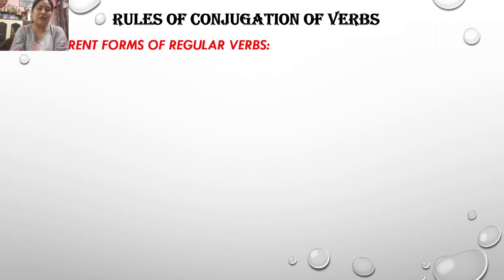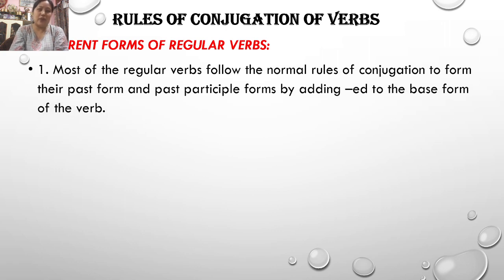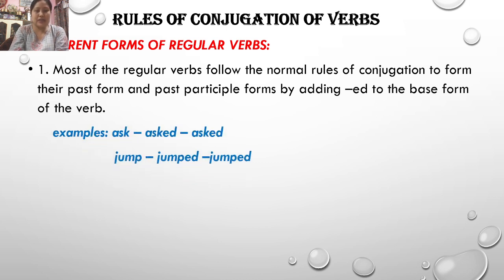So we'll begin with the different forms of regular verbs. Now let us see what these different forms of regular verbs are. Most regular verbs follow the normal rules of conjugation, forming their past form and past participle form by adding the suffix ed to the base form of the verb. Let me make it clear with these examples. On the screen you can see some examples. These are regular verbs, and they form their past form and past participle form by adding the suffix ed. Like ask becomes asked, jump becomes jumped.